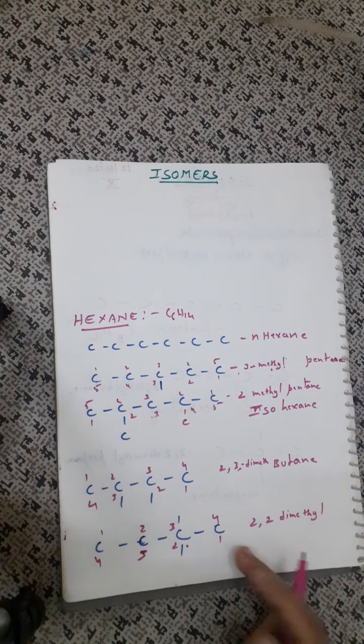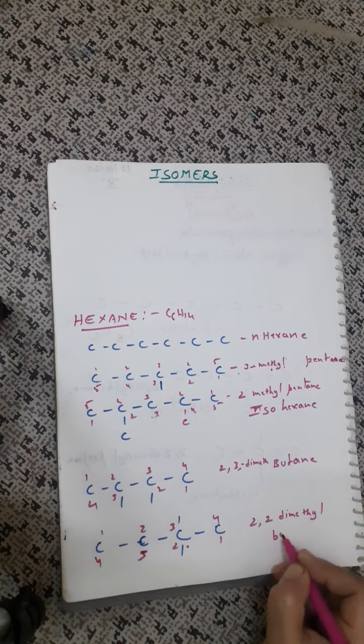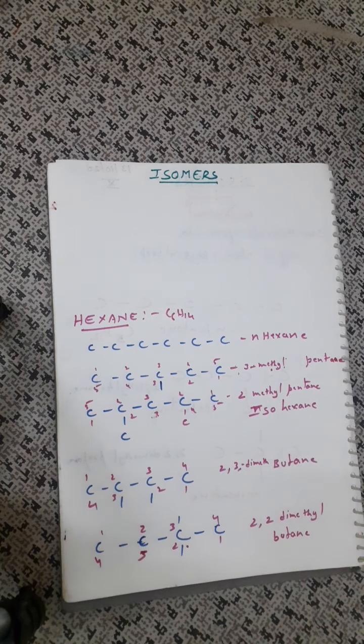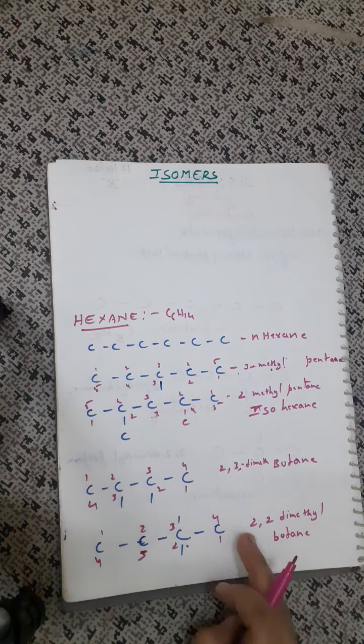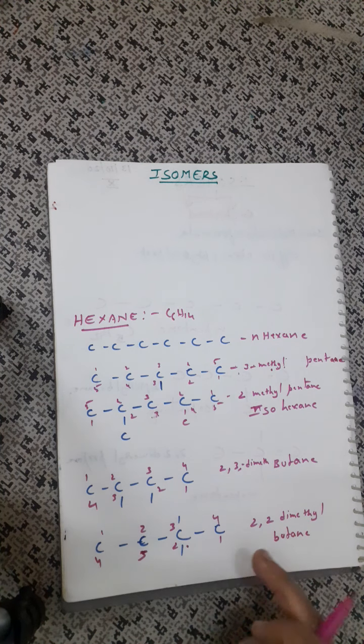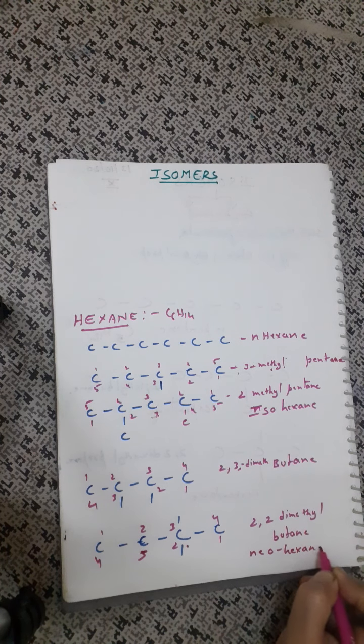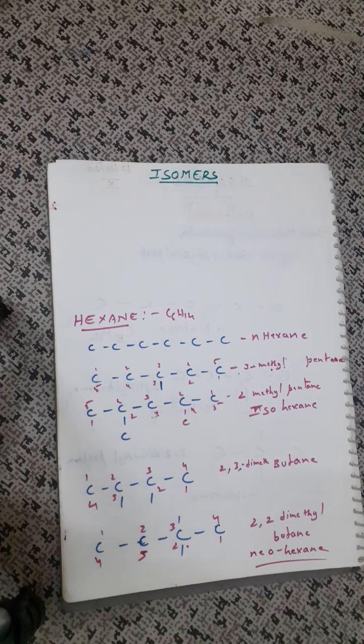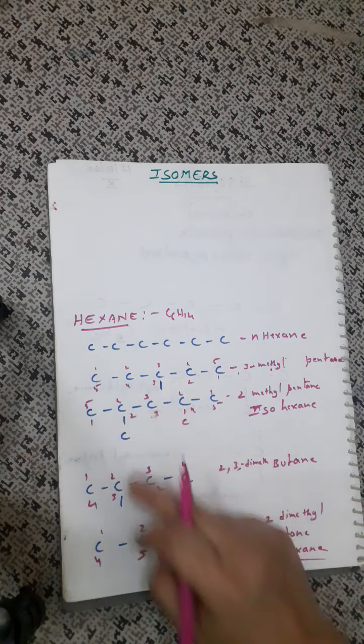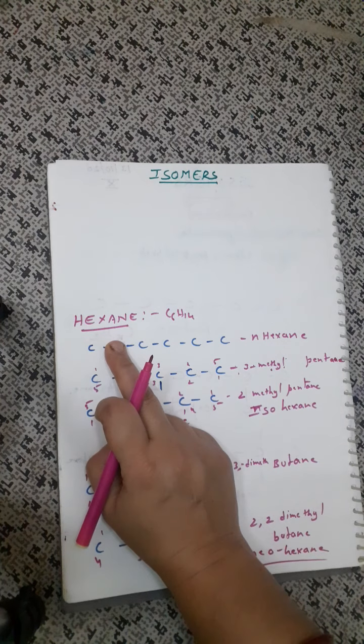2,2-dimethyl. Long chain is of what? Butane. So 2,2-dimethyl butane, very much similar to your pentane structure, 2,2-dimethyl propane, isn't it? So what is this called commonly? Neohexane. Okay, children. So these are the forms of isomers of hexane.